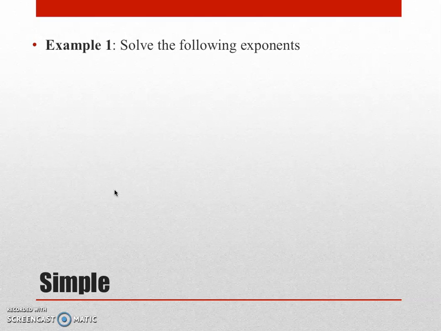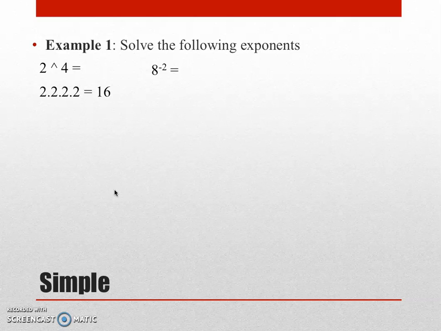Let's look at our first example. 2 to the power of 4. So how do we solve this? We just multiply 2 by itself 4 times. And that gives us 16.